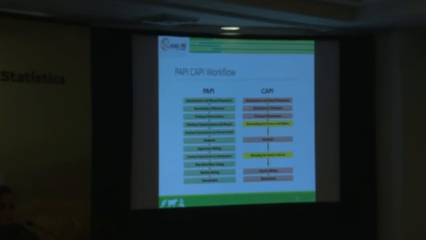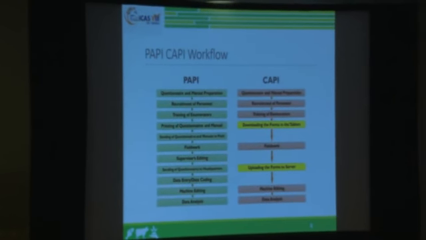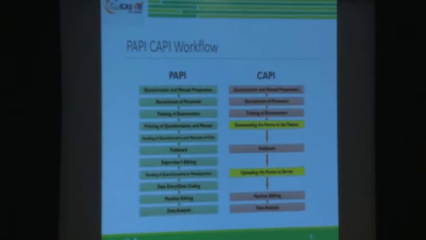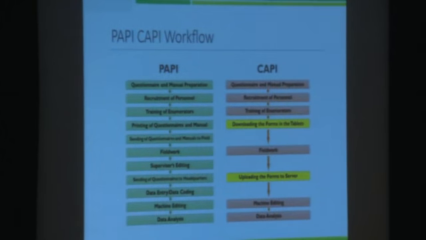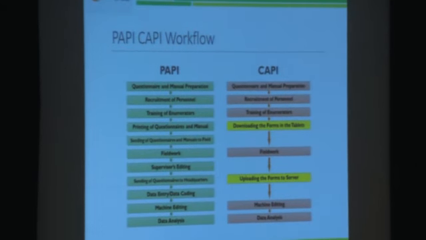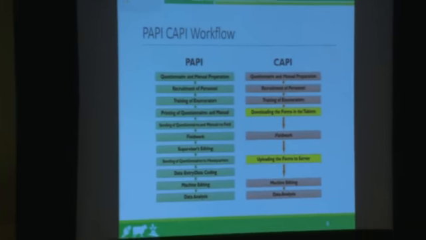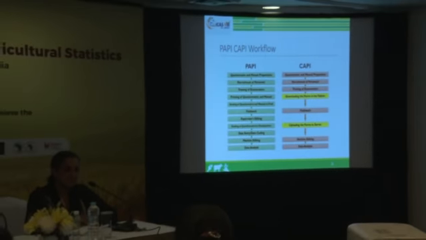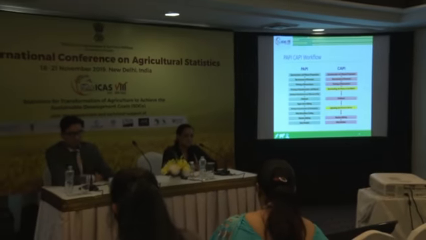This is the workflow for CAPI and PAPI. The questionnaire and manual preparation is needed for both types, and recruitment of the personnel and training of enumerators. At the next stage, printing of questionnaires and manuals, we spend more time to print the questionnaire, and it is very costly. This is not needed for the CAPI system, where we need to download the forms into the tablets. Then sending questionnaires and manuals to the field is time-consuming and very costly for transportation. But that stage is not necessary for CAPI.